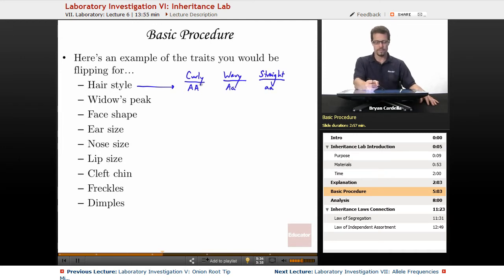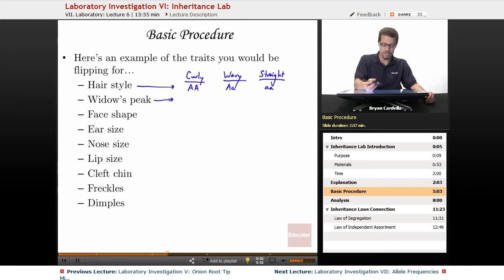So if you both flip heads, hey, curly hair. If you each flip the opposites, wavy hair. If you both flip tails, straight hair. So that's an example where you actually have a 1 to 2 to 1 ratio of phenotypes in addition to genotypes. There are 3 actual combinations.